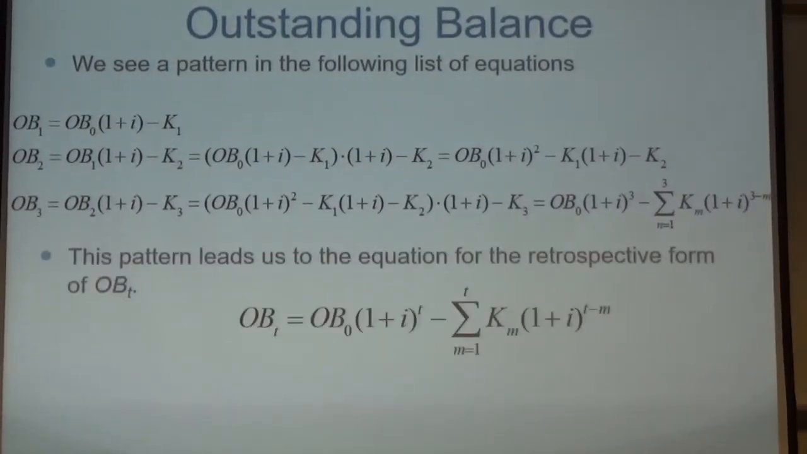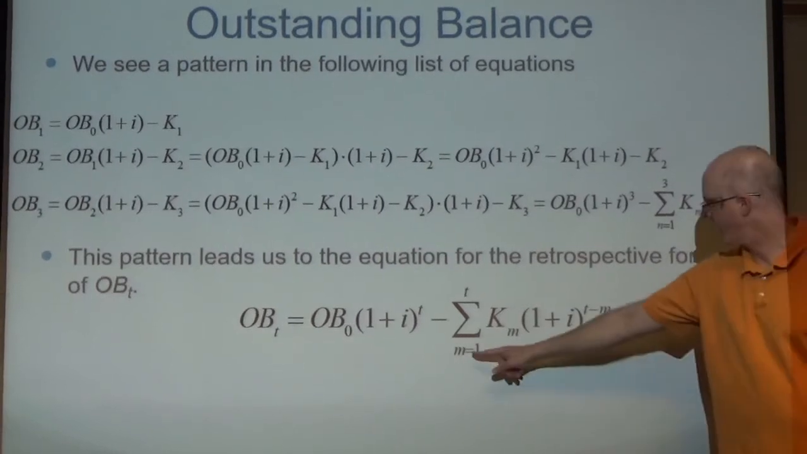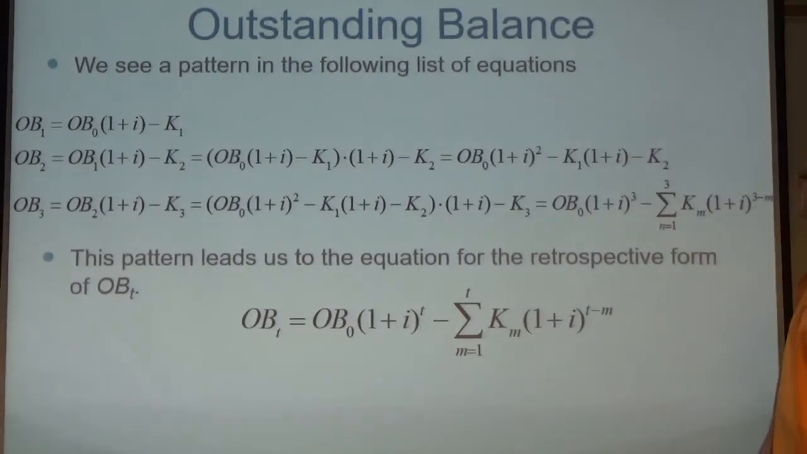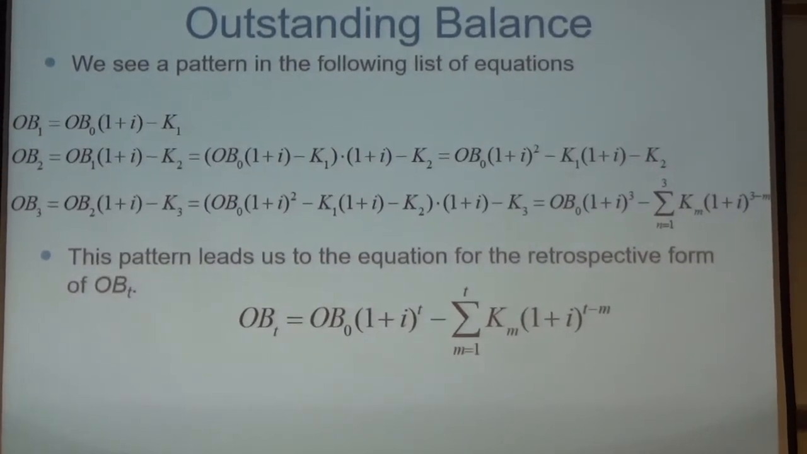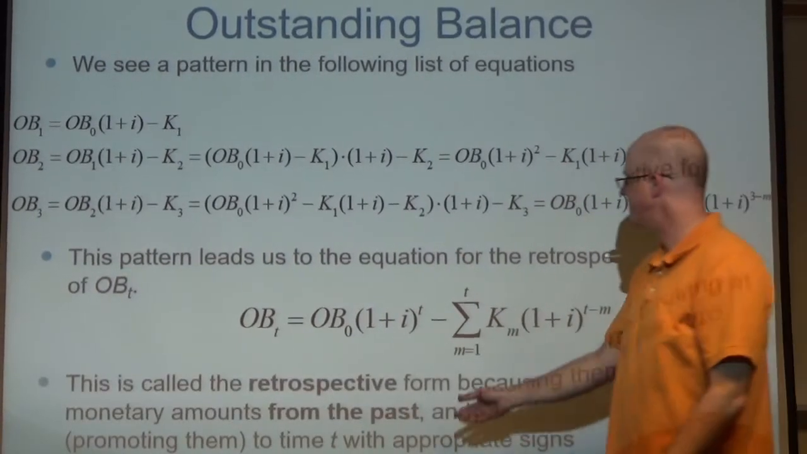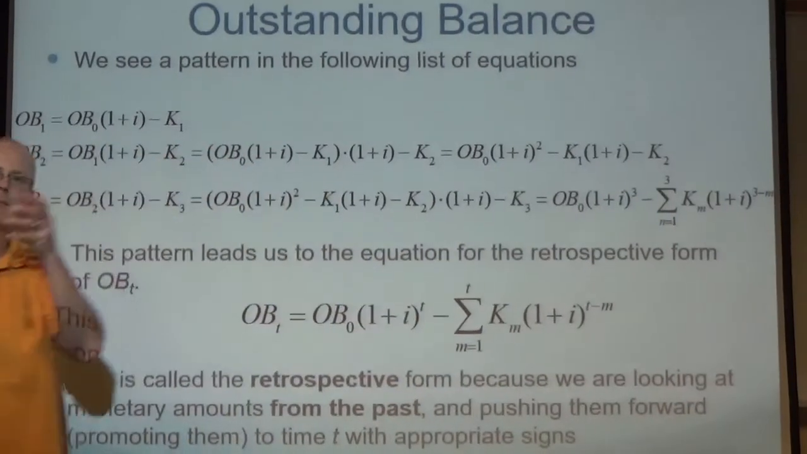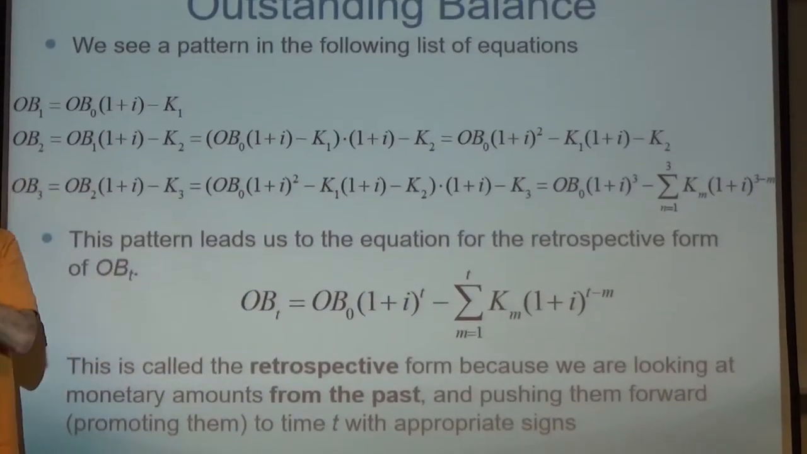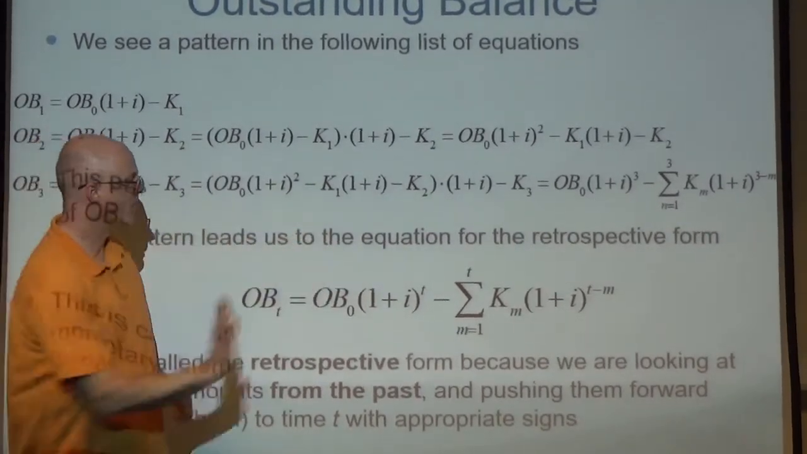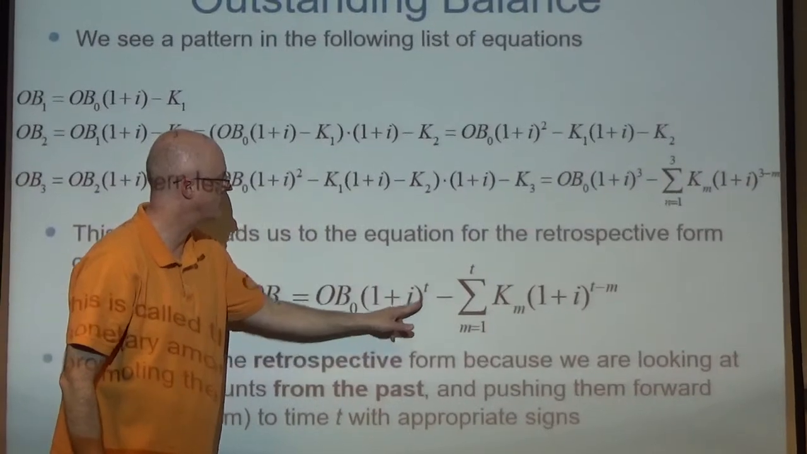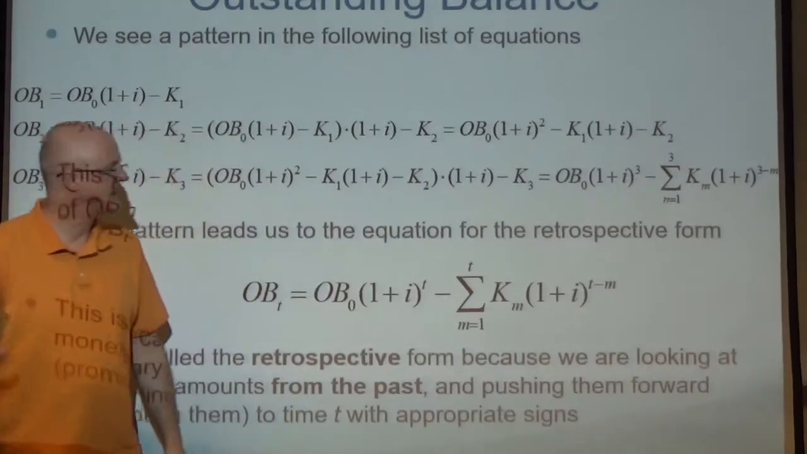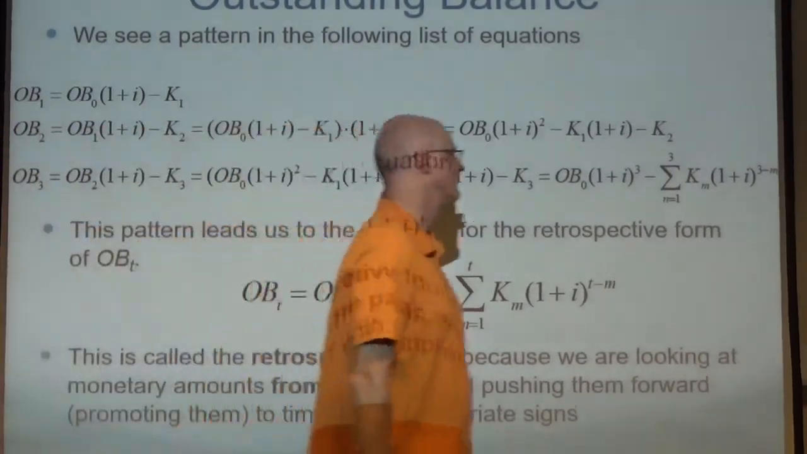And in general, and here I used an M correctly, you can have this form of the outstanding balance at time t. This is called the retrospective form of OBt. You're thinking backwards in time. The word retrospective comes from the fact that you're thinking about amounts on your timeline that are backward in time from time t. Your original loan amount, OB0 or L, promoted in time to time t by multiplying by (1+i) to the t. t is a positive integer here. And then you're subtracting off the promoted values of the payments.